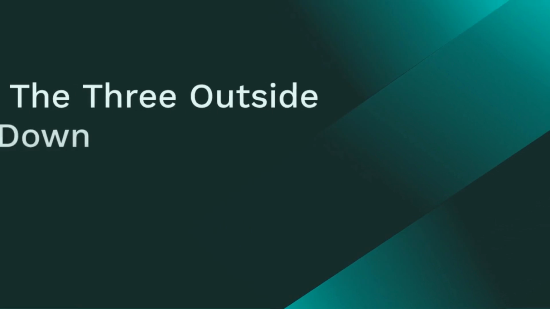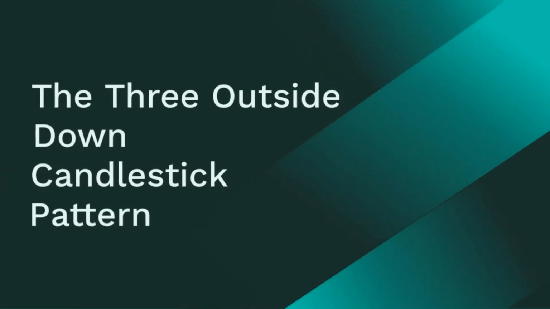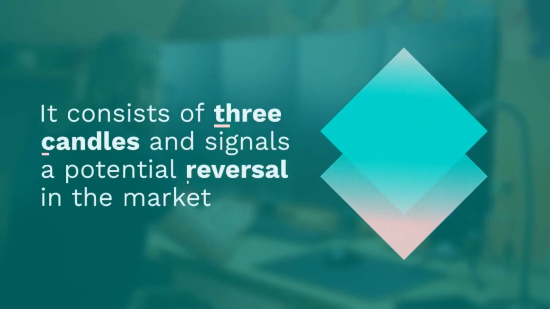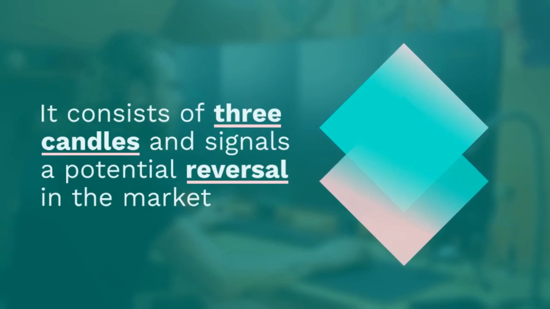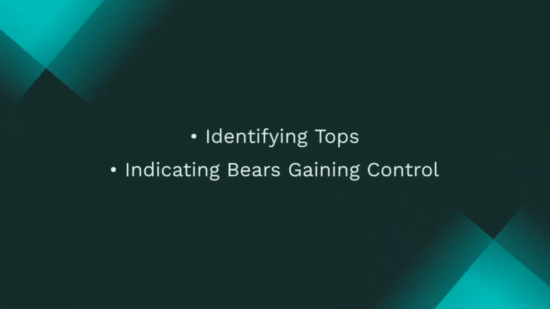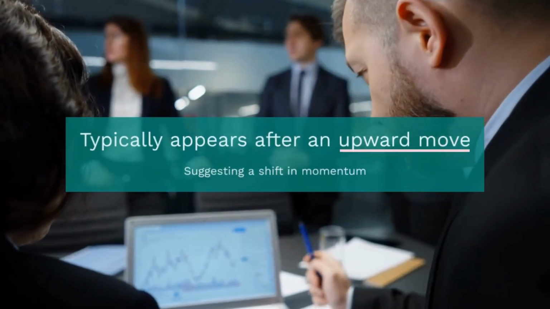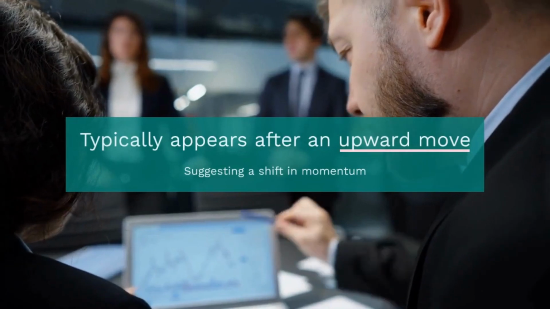The three outside down candlestick pattern is a powerful tool for traders. It consists of three candles and signals a potential reversal in the market. This pattern is particularly useful for identifying tops, indicating that bears are gaining control. It typically appears after an upward move, suggesting a shift in momentum.